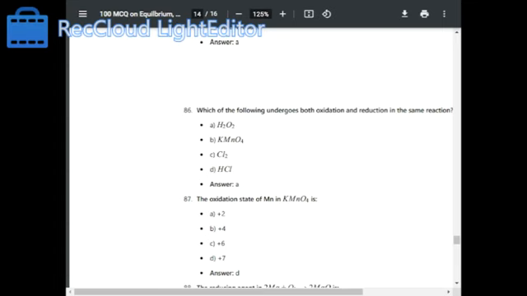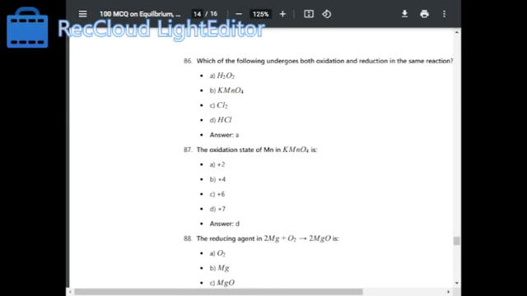Question number 87. The oxidation state of Mn in KMnO4 is option A +2, option B +4, option C +6, option D +7. The correct answer is D, +7.